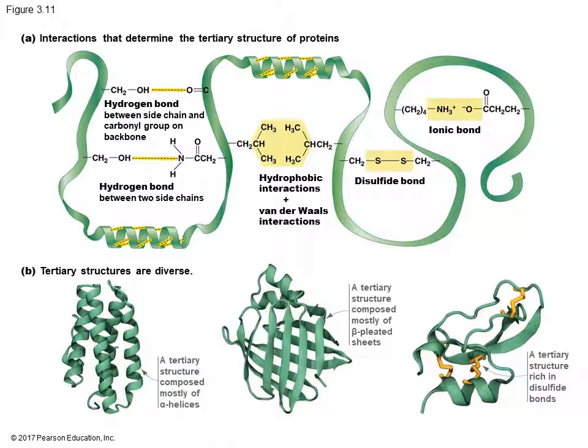This diagram shows all of the interactions: hydrogen bonds, hydrophobic interactions, van der Waals, disulfide bond, and ionic bond. This is a wonderful diagram because it shows exactly what they mean, and you'll need to know that for the exam. In part B, it shows you how you can have alpha helices and beta pleated sheets. In the first diagram, you only see alpha helices, and then in the second one you begin to see a combination of both alpha and beta structures, and in the last one you see these little yellow hooks, and these represent disulfide bridges.